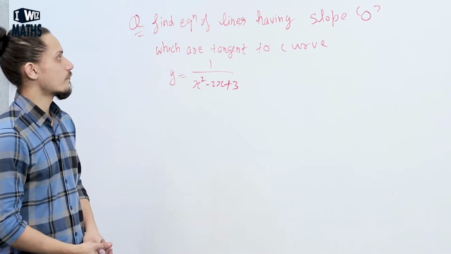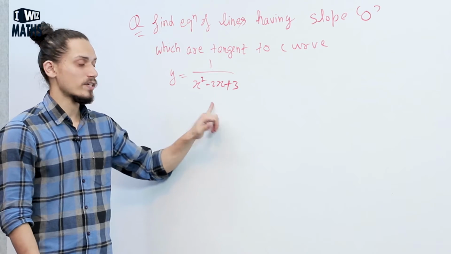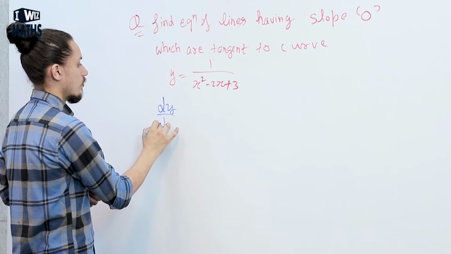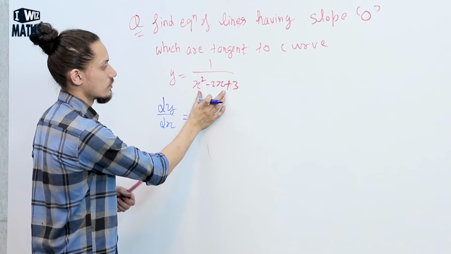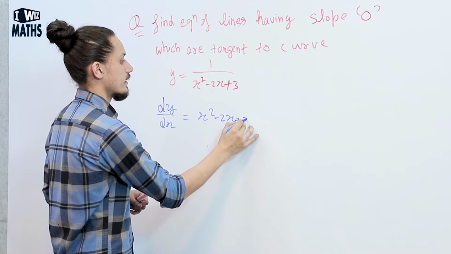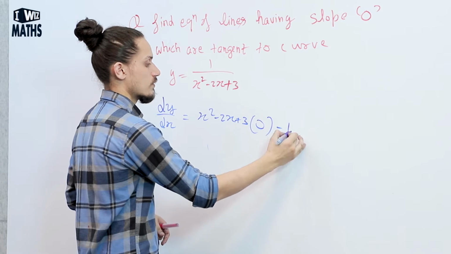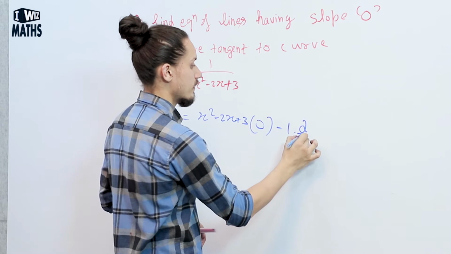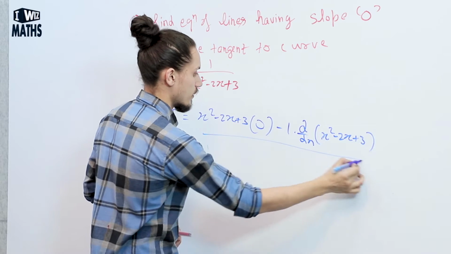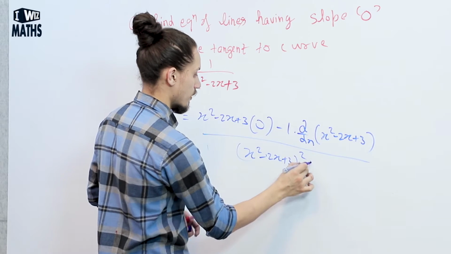In this example, we have to find equation of lines having slope 0 which are tangent to the curve 1 upon x square minus 2x plus 3. First step, tangent dy upon dx will be equal to second function, ये क्या है, कोशिएंट रूल लगेगा, so second function x square minus 2x plus 3 into derivative of first which is equal to 0 minus first function into derivative of second, that is dx of x square minus 2x plus 3 divided by square of second function x square minus 2x plus 3 whole square.